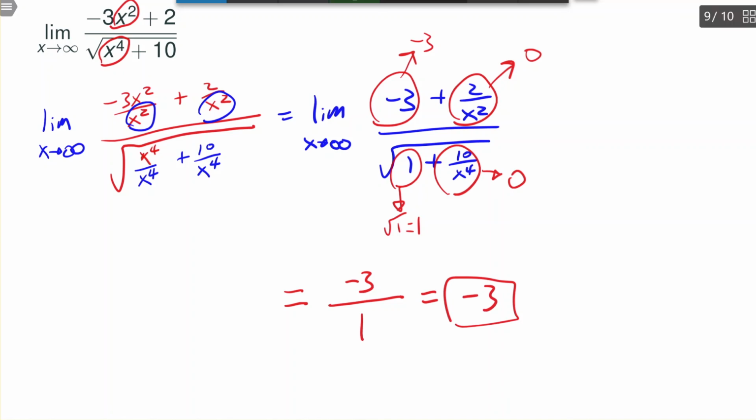One thing we have to be careful about with this one is that when we divide by the highest term, we need to be able to see that this is equivalent to x to the second power in terms of just a term, because square root of x to the fourth is x to the second power.